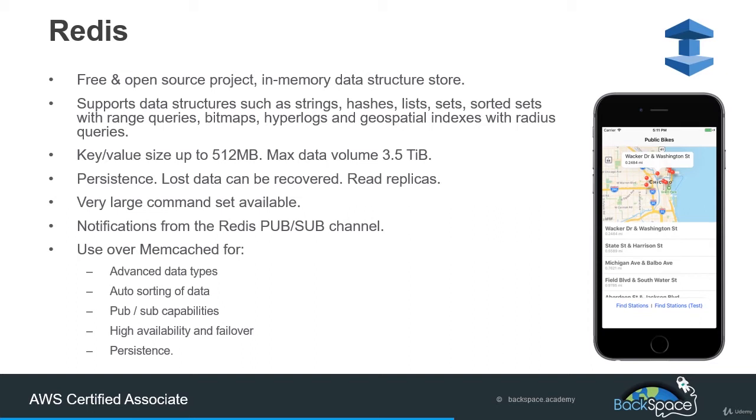The key value size can be up to 512 megabytes, so much more than the memcached 1 megabyte. And the maximum data volume is slightly less than memcached at 3.5 TB. The data is persistent, so lost data can be recovered. And we also have read replicas for Elasticache Redis. So this is good if you want to use Redis on its own as a standalone key value store without a database behind it.